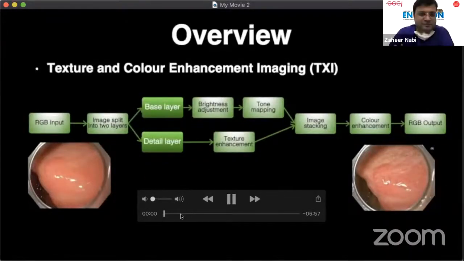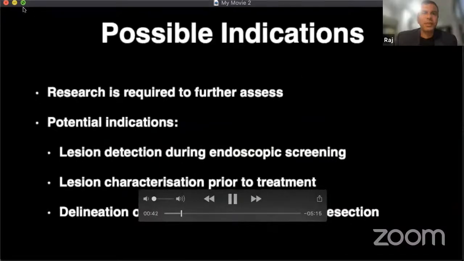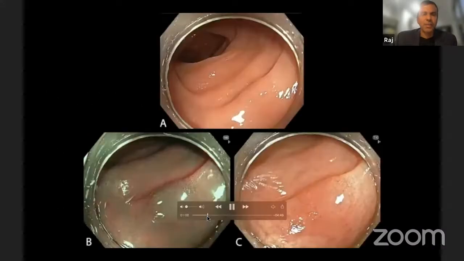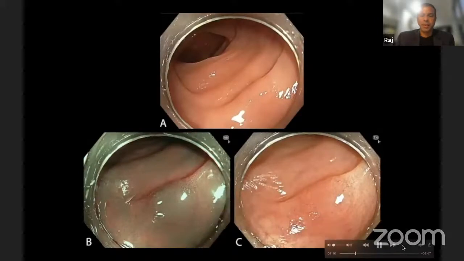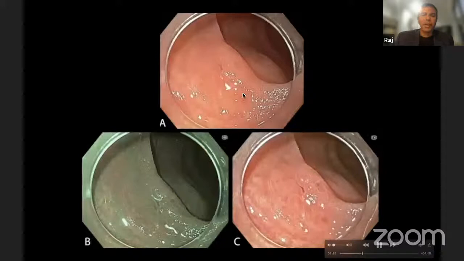Yeah. So this is just some of the videos which enable us to see. That's white light, NBI, and this is again TXI. Again, white light of a sessile serrated polyp, NBI on the B slide, and TXI on the right hand side. You can actually see the texture and the color improving considerably compared to a white light image on the A frame. And that is helpful, especially on colonic withdrawal.